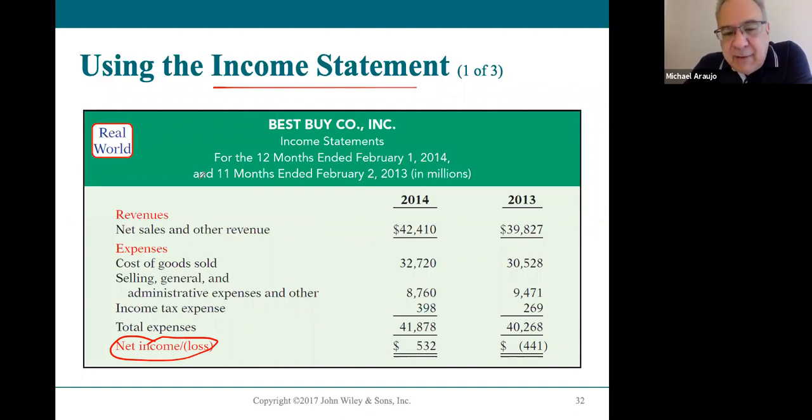Here they have Best Buy's income statements side by side for the accounting years ending 2013 and 2014. The revenues are listed first here. All the expenses are listed and totaled here. And then the difference at the very bottom is the profit for 2014, and 2013 actually had a loss.